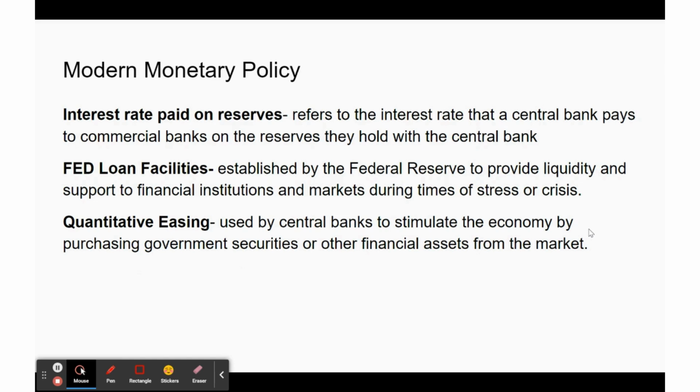Now let's talk about modern monetary policy. This consists of interest rate paid on reserves, FED loan facilities, and quantitative easing. Interest rate paid on reserves refers to the interest rate that a central bank pays to commercial banks on the reserves they hold with the central bank. FED loan facilities are basically established by the Federal Reserve to provide liquidity and support to financial institutions and markets during times of stress or crisis. And quantitative easing is used by central banks to stimulate the economy by purchasing government securities or other financial assets from the market.